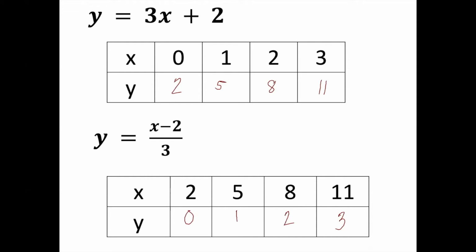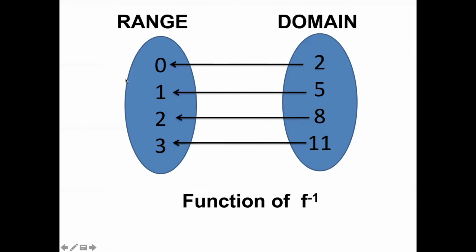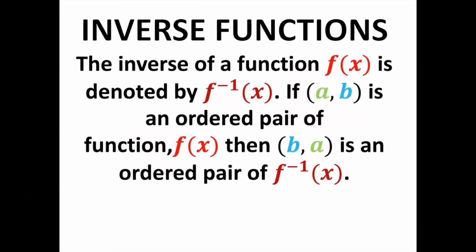Okay, so this is the domain of the first function or the given equation. So you have 0, 1, 2, 3, and its range is 2, 5, 8, 11. How about for the second function? Okay, so the domain becomes the range and the range becomes the domain. So you have the domain 2, 5, 8, 11, and the range 0, 1, 2, 3. So this is an inverse function.